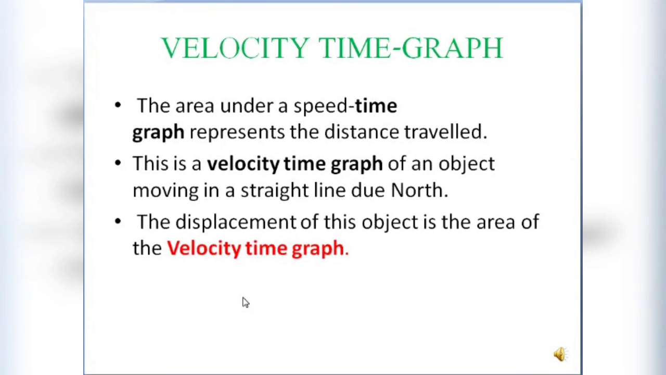Let's know about another graph called the velocity time graph. The area under a speed time graph represents the distance traveled. This is a velocity time graph of an object moving in a straight line due north. The displacement of this object is the area of the velocity time graph. So let us know what this graph is, and let's solve some examples about this velocity time graph to understand it.